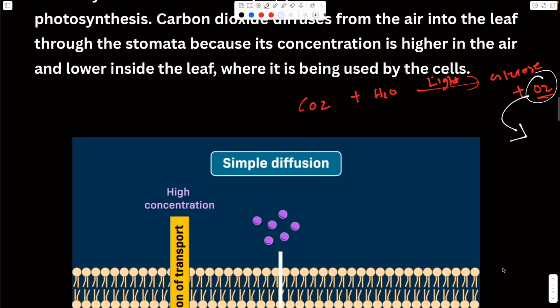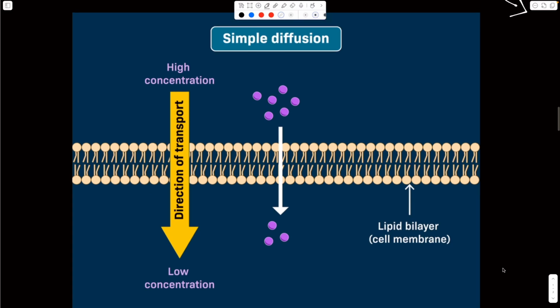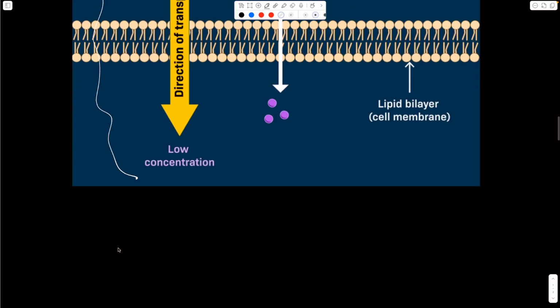Now we will look at a simple diagram of diffusion. As you can see, these CO2 molecules are moving inside the cell through this process. As you can see, from higher concentration to lower concentration.